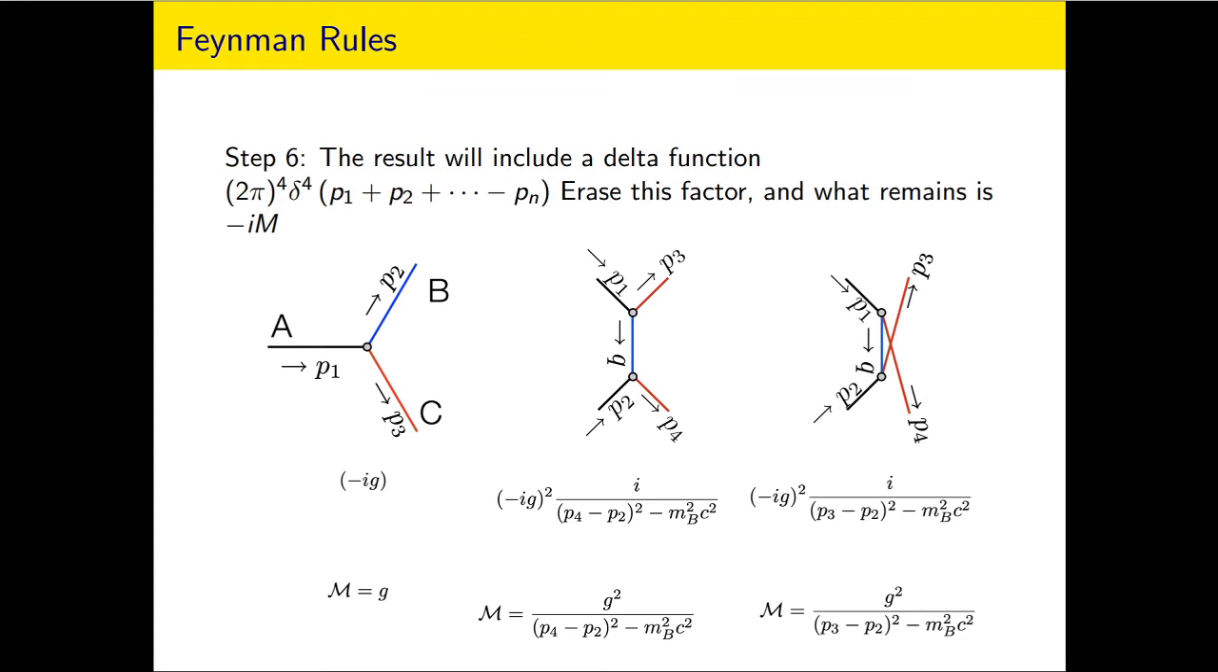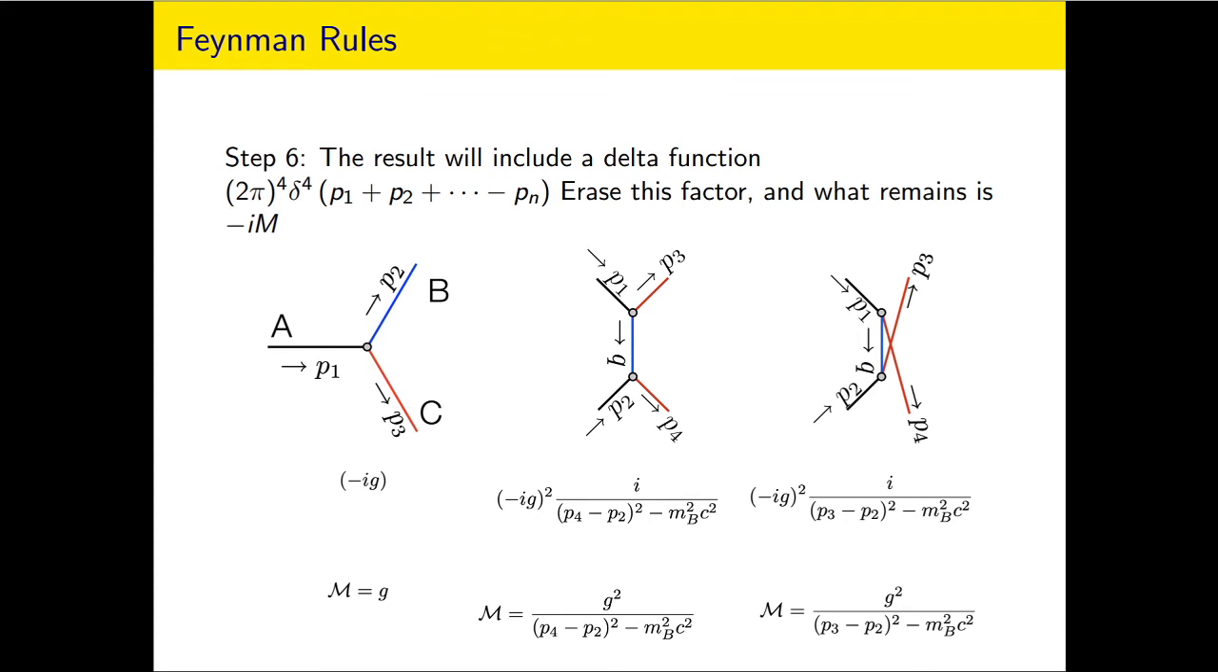The result will include a delta function. We had a delta function, right? 2π⁴δ⁴(p1 + p2 − p3 − p4), right? We erase this factor, and if we erase this factor, what remains is M. We need the value of M. We are interpreting the Feynman diagram to find the value of M because M is the amplitude function from which we can calculate the decay rate and lifetime of a particular particle.